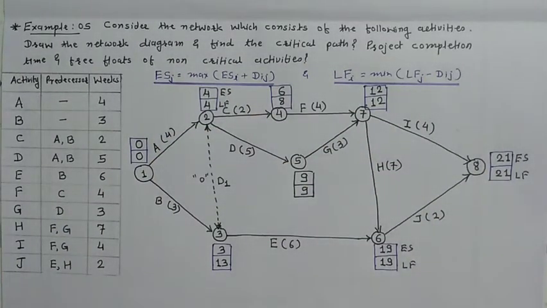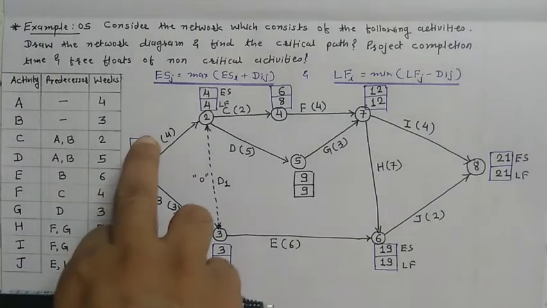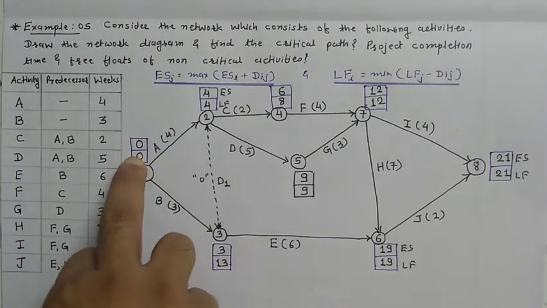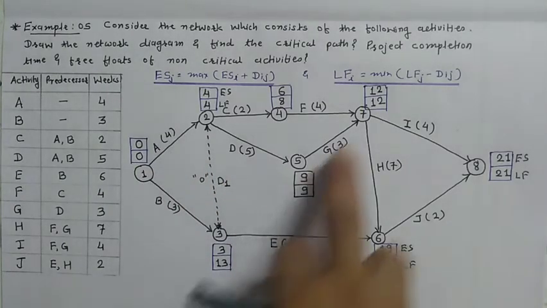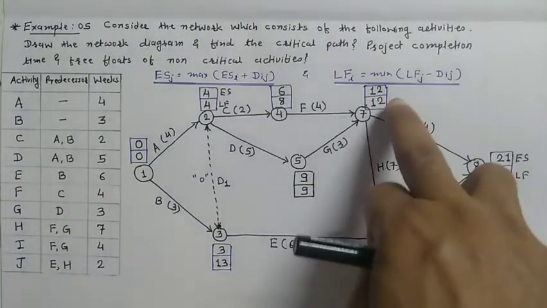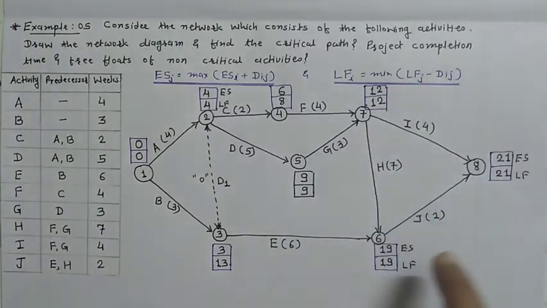As per the critical path, the criterion is that earliest start time is equal to latest finish time. Earliest start time is equal to latest finish time. So here both are the same. Here both are the same. Here the earliest start and latest finish are the same. Here the same, and here also.